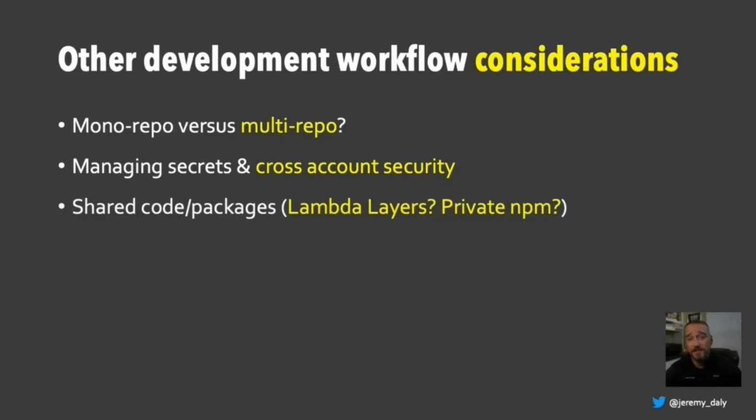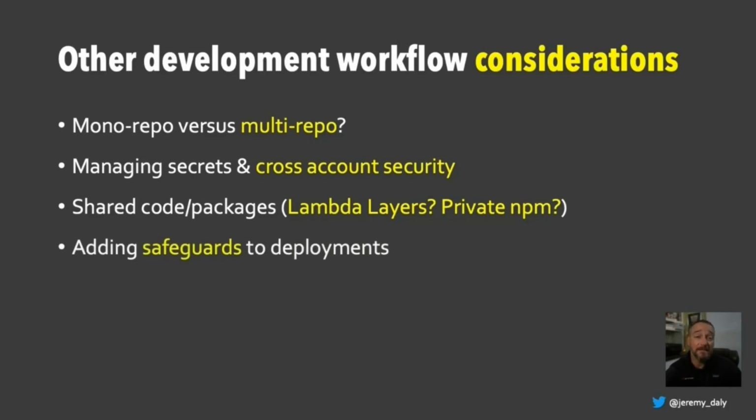Shared code and packages. This is something where, again, monorepos sometimes come in really handy. You can use Lambda layers. You can do private NPM. There's reasons to do different ones. You can use GitHub and some of these other things, and sometimes they work and sometimes they're not great, but just something to consider when you're building out your workflows is how are you going to share code?